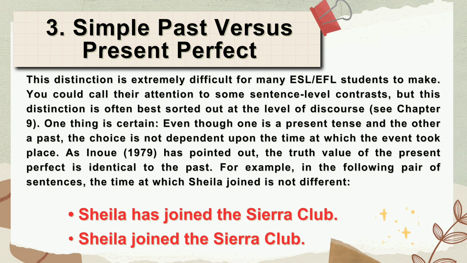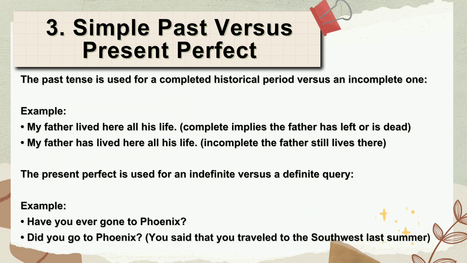So the past tense is used for the complete historical period versus an incomplete one. For instance, "My father lived here all his life." So complete implies the father has left or he is dead. The other one is "My father has lived here all his life." So incomplete, which means the father still lives there.